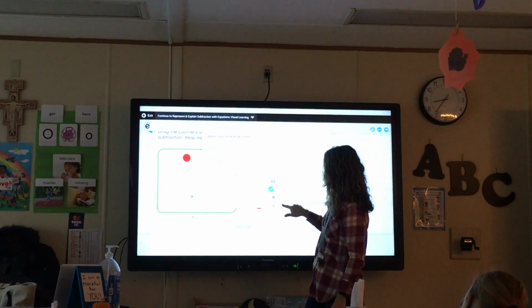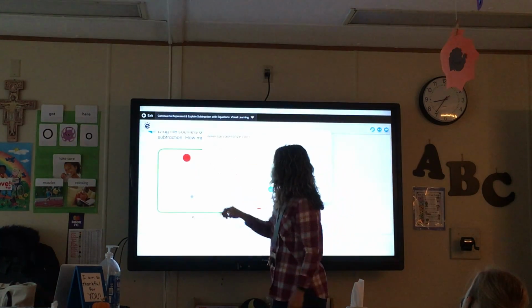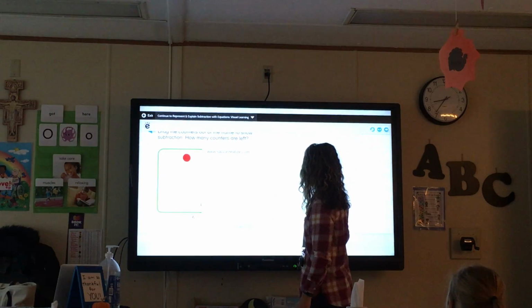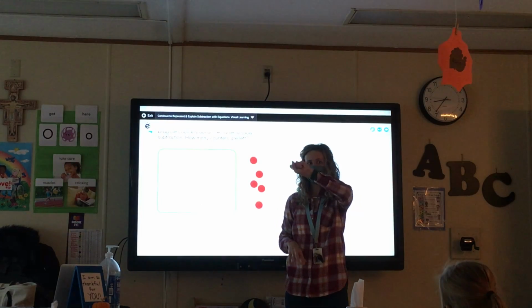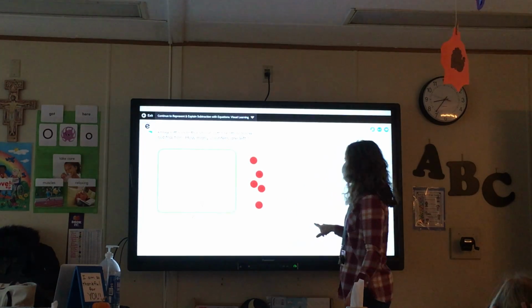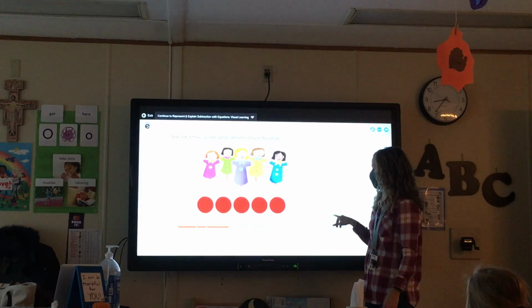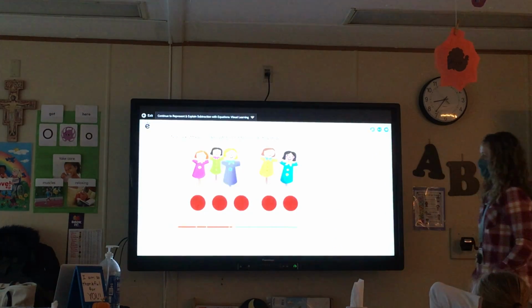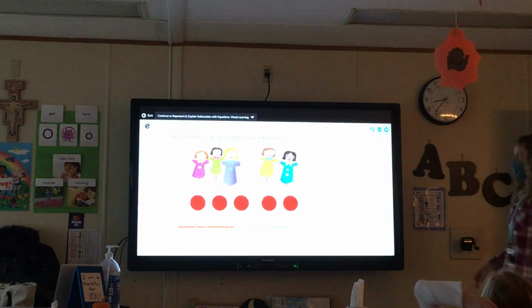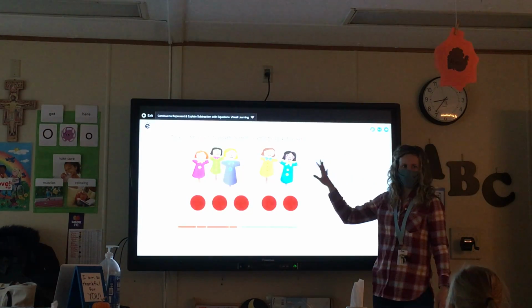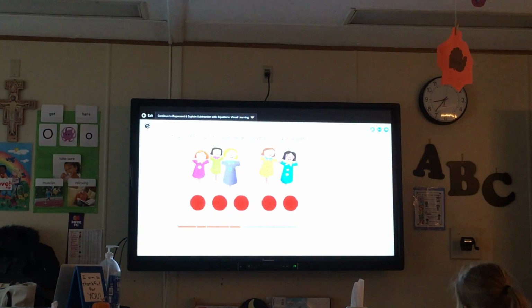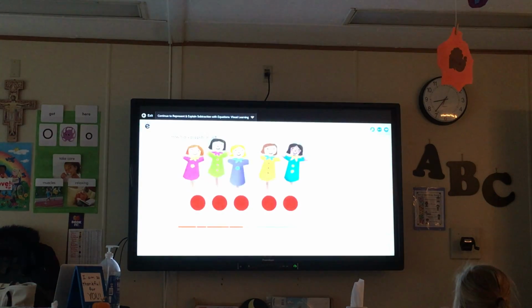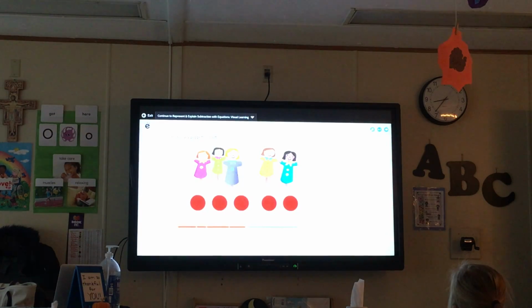Okay, and what if we took away all? What if we take away all 5? What do we have left? 0. Okay, so look at all those different problems we just did. Now, look at these counters. What subtraction story do they show? These counters show that 2 puppets are taken away from the group of 5 puppets. How many puppets are left? 3 puppets are left.